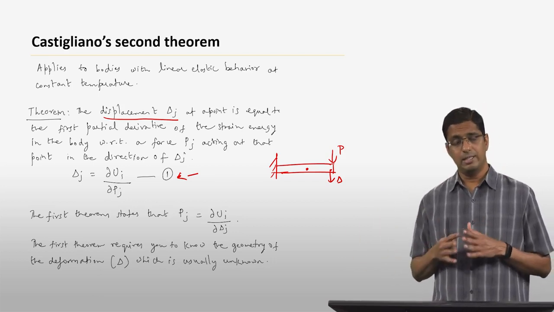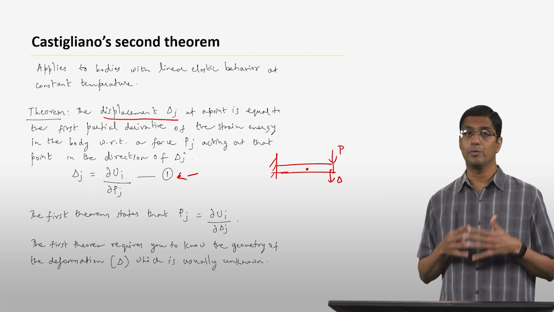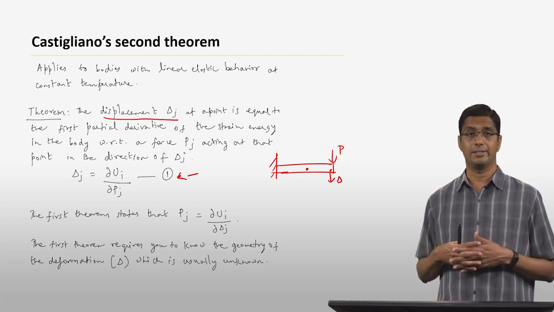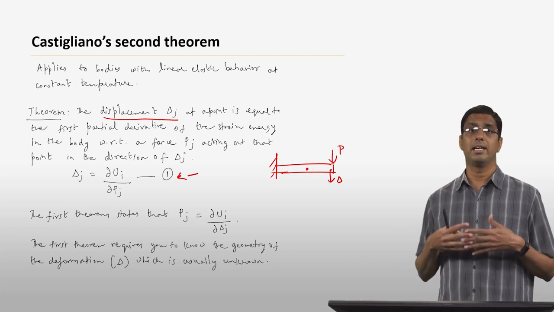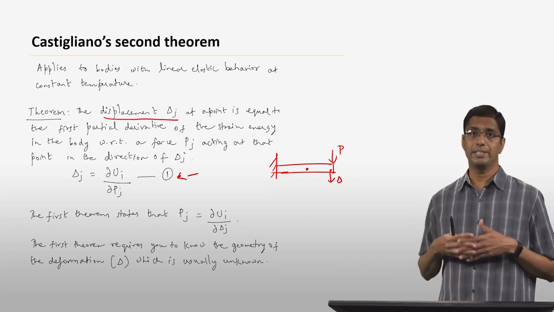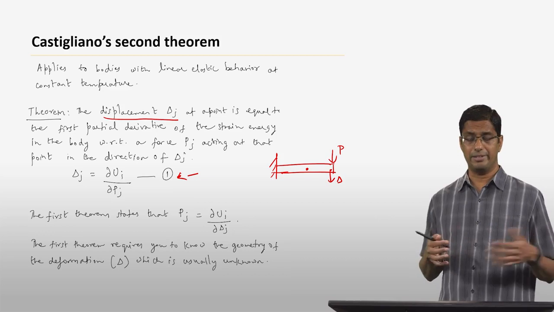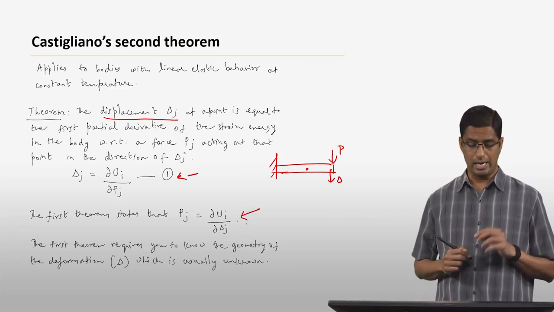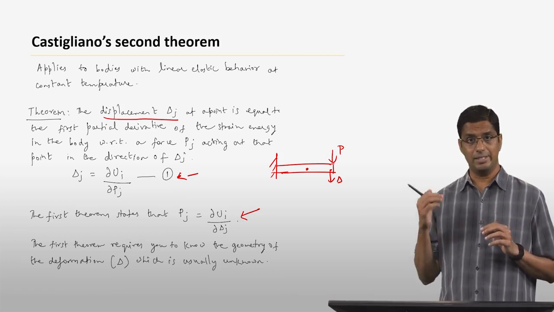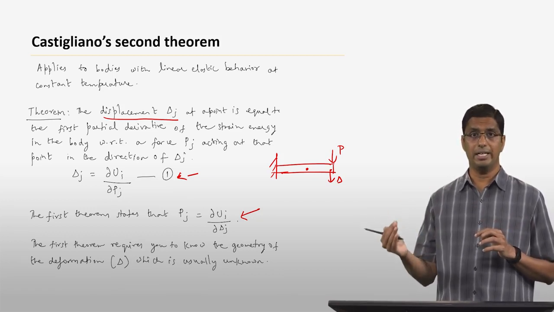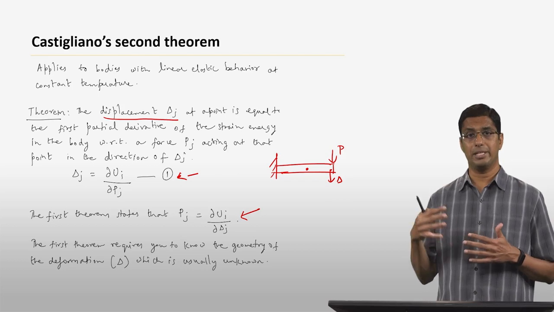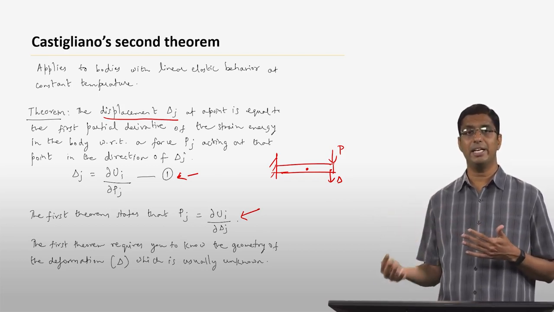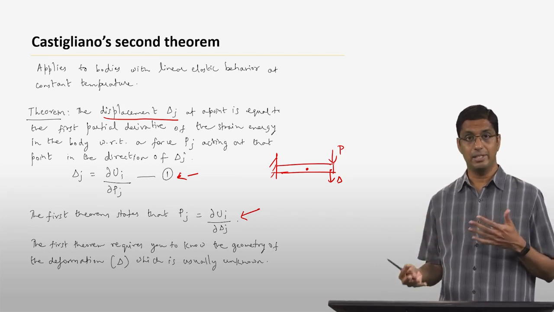Okay. Now, this is Castigliano's second theorem, and this is what we will be using very commonly in analyzing structures. There is also what is called Castigliano's first theorem, which is essentially complementary to the second theorem. That theorem says that the force at a point, Pj, is the derivative of Ui with respect to the displacement at that point, delta j. Okay, so it's del Ui by del delta j is Pj. Okay, again, this statement is correct.